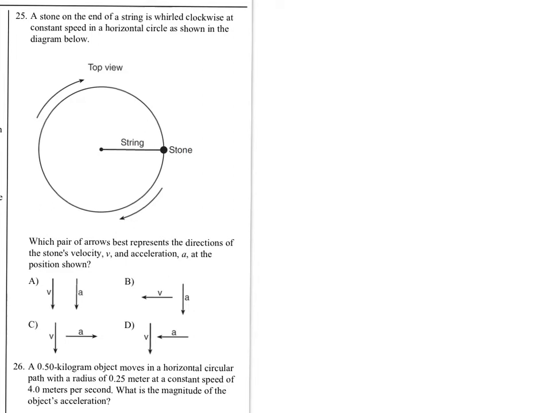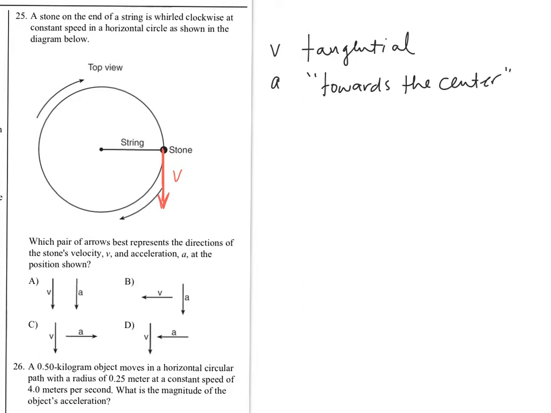Okay, so our velocity is tangential, which means that's going to be drawn, if our circle is going clockwise, downward this way. And our acceleration, being that it's centripetal, means it's towards the center. So our acceleration is going to be along the string pointing towards the center. And when we look at the choices, the only one that fits is choice D.